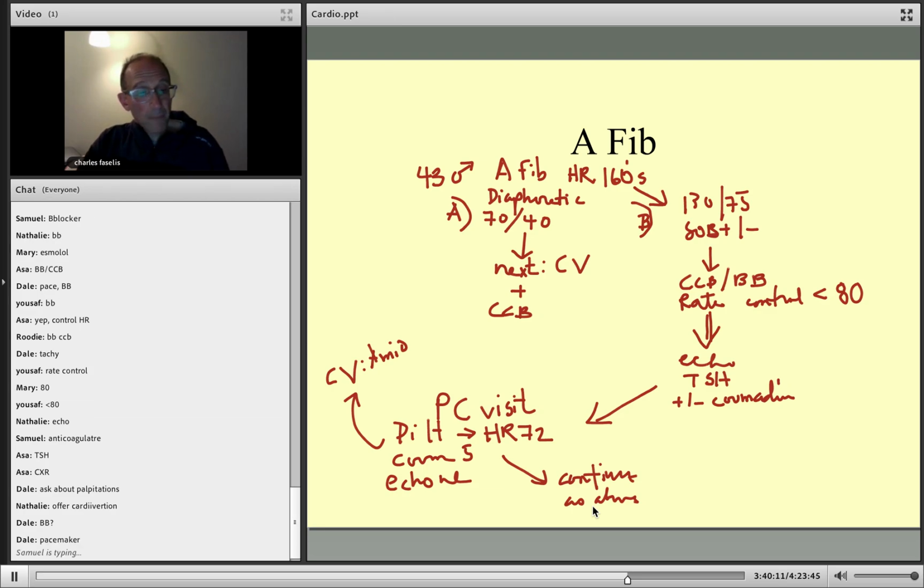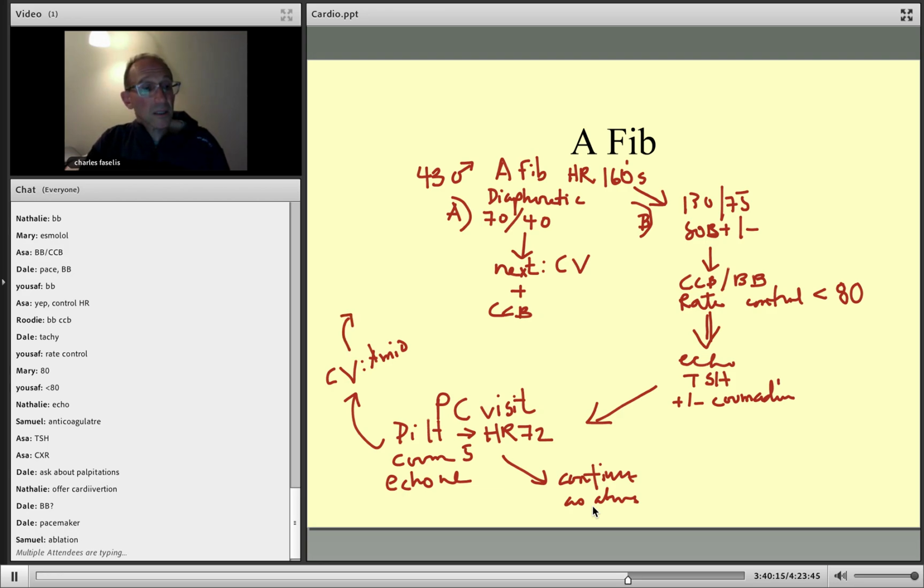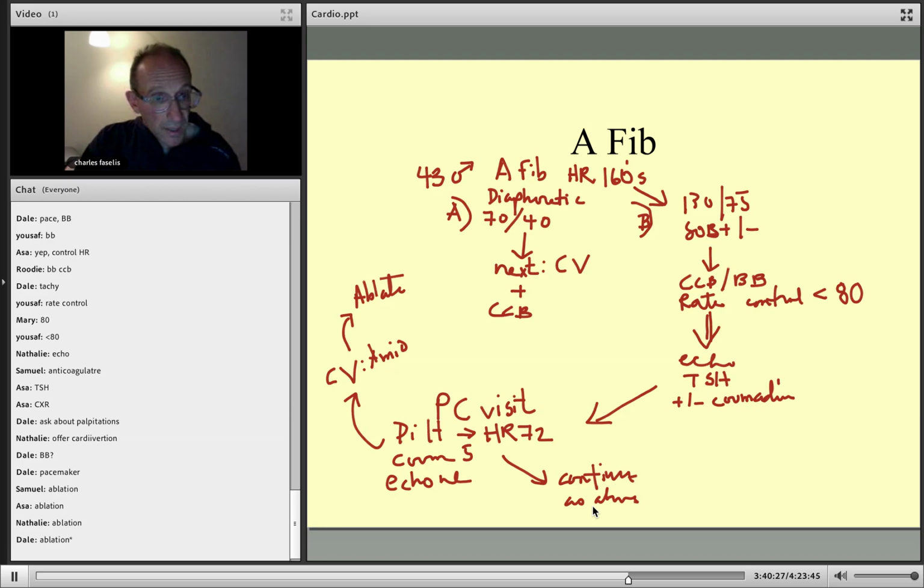Something more permanent, right? Not a pacemaker, right? They don't have a problem pacing, right? It's ablation, right? Everybody okay with that? So ablate. So there's still that possibility.